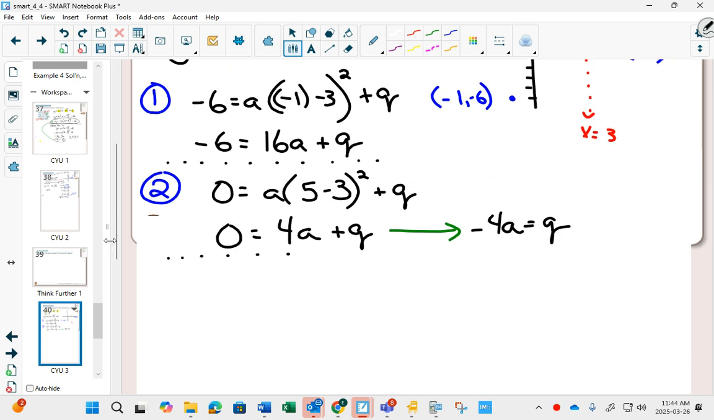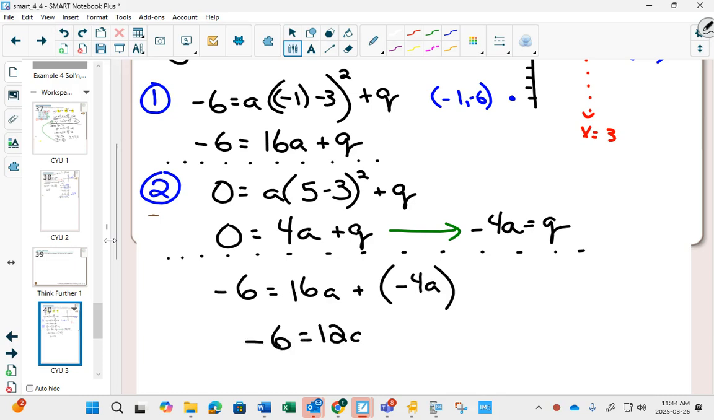Once you've got q all by itself in one equation, you can substitute it into the other equation. So I'm going to take equation 1, which was -6 equals 16a plus q. But then instead of writing q, what could I write instead? -4a. I could write -4a. And now I have an equation with just a. So now I can solve for a. Those are like terms. That would be 12a. I can divide both sides by 12. Negative 6 over 12 reduces nicely to negative 1/2.